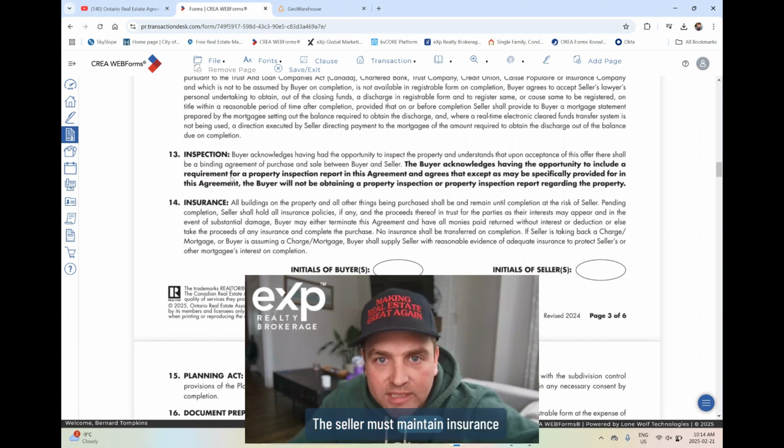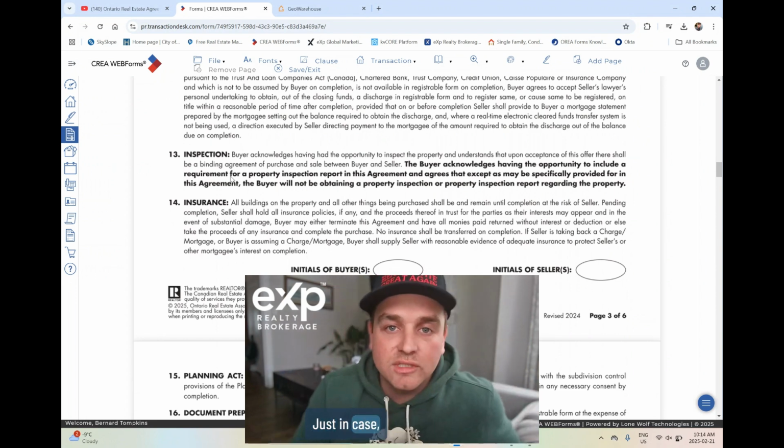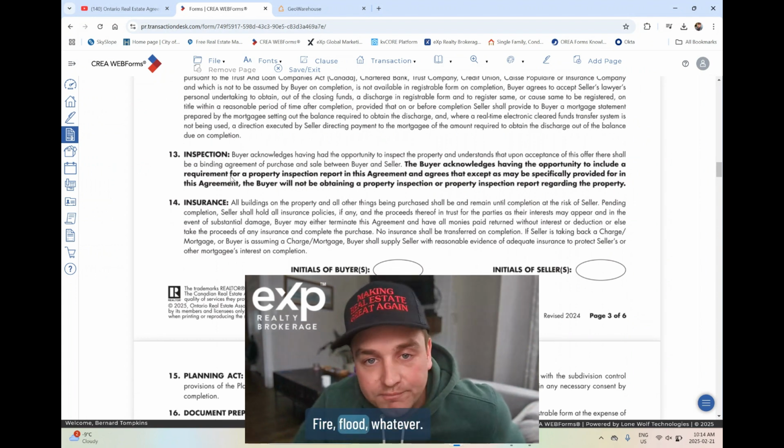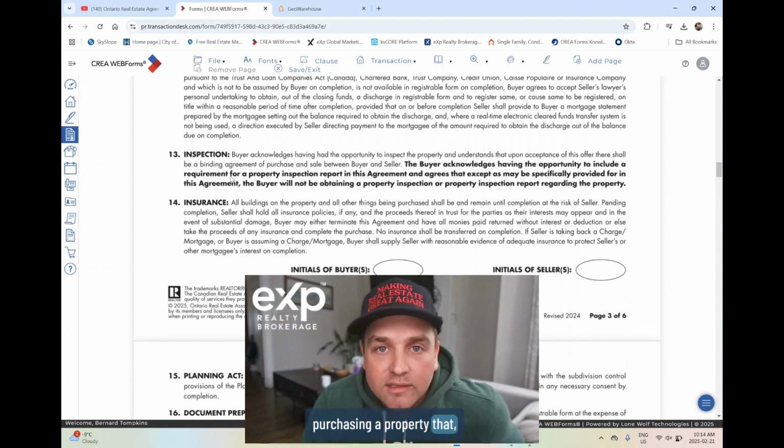Insurance. The seller must maintain insurance until the deal is closed. If damage occurs, the buyer can either walk away or fix it using the insurance. So you just have to make sure that there is insurance on the property until it closes, just in case. You never know. Fire, flood, whatever. You don't want to be purchasing a property that is full of water.